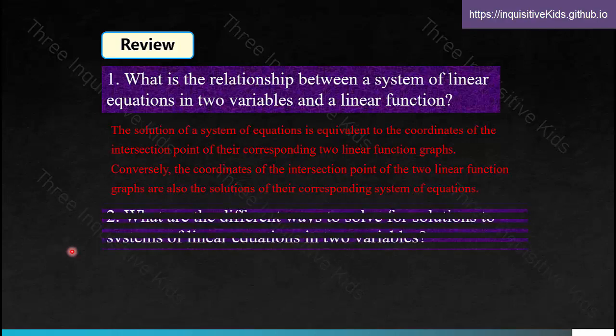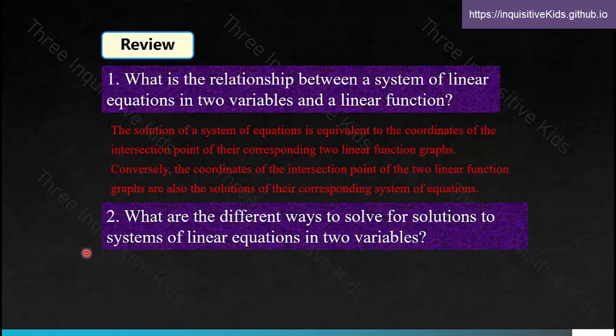2. What are the different ways to solve for solutions to systems of linear equations in two variables? Well, previously we learned how to eliminate variables, right? The substitution method and adding and subtracting the two equations. Those are all algebraic methods. Graphing is also another way. We could graph each of the equations in the system as their linear function on a graph and find their intersection point. But that usually is less accurate.